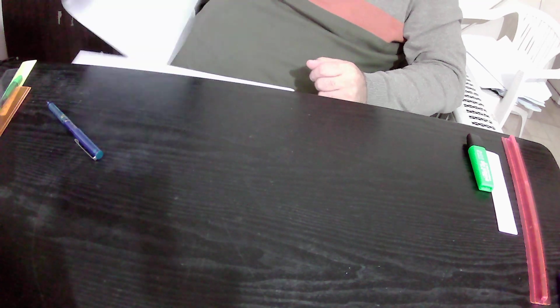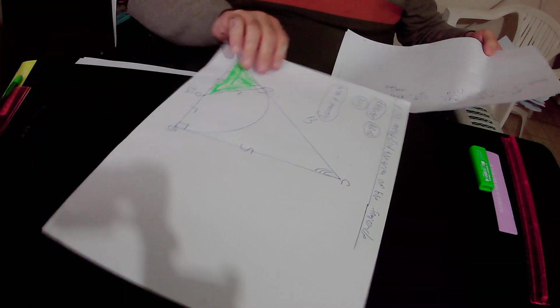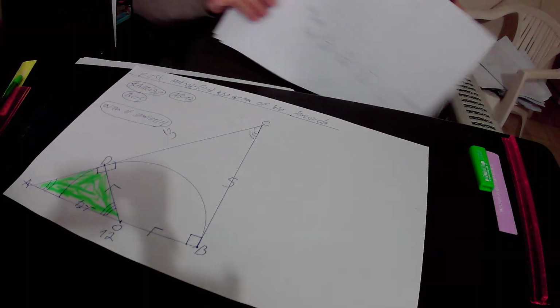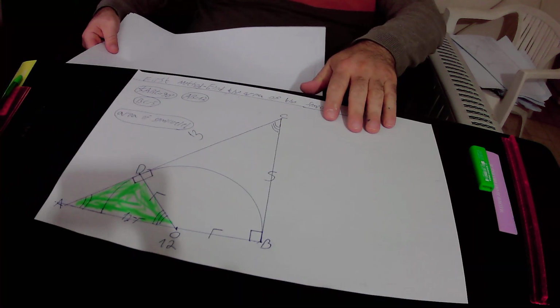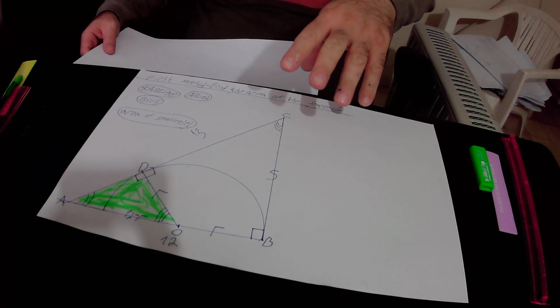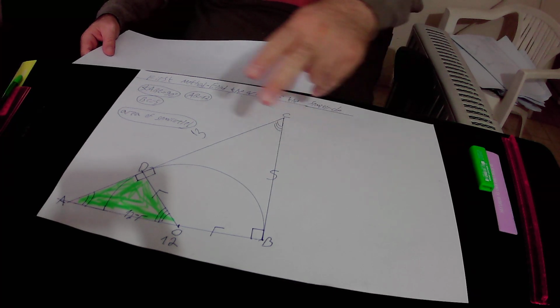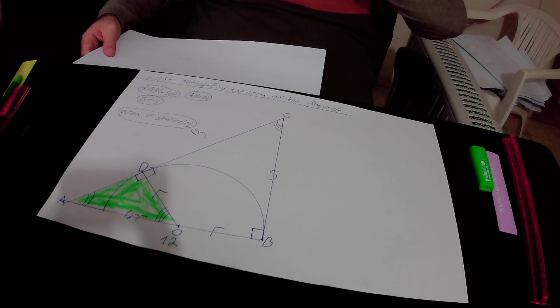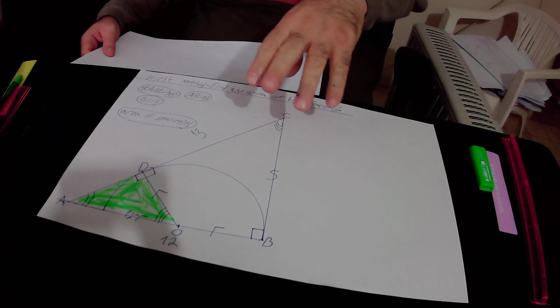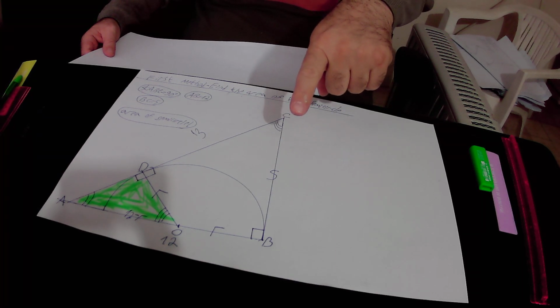In the first method, we have here a semicircle that is described by the right triangle ABC. We know that CB equals 5 units, AB equals 12 units, and we want to find out the area of the semicircle. Triangle ABC is a right triangle, angle ABC equals 90 degrees.